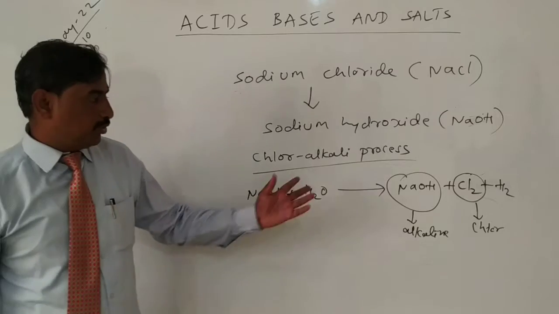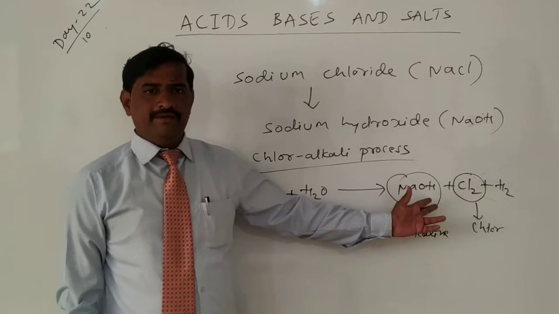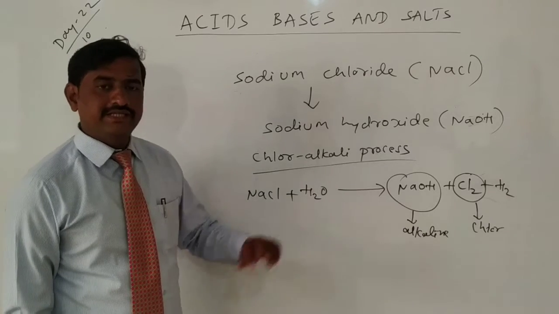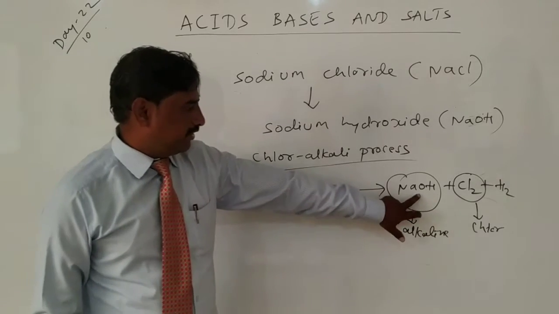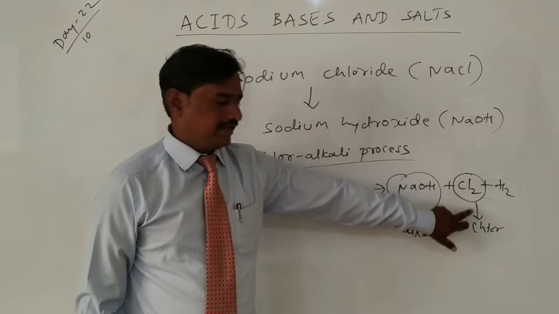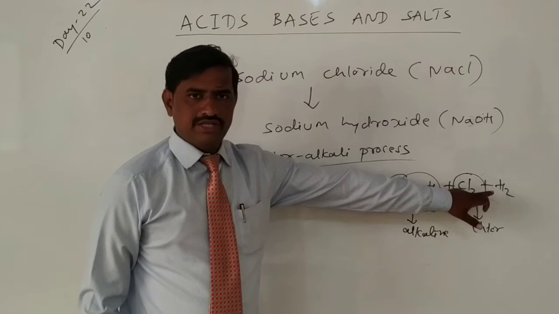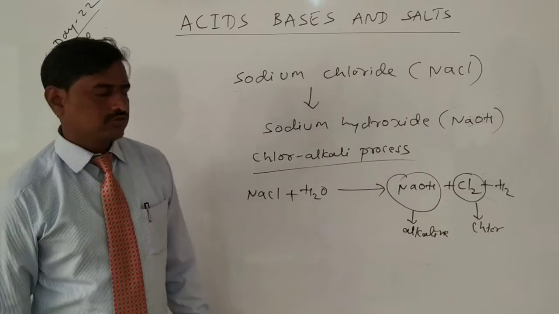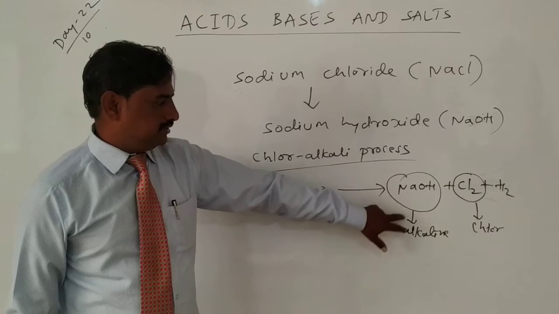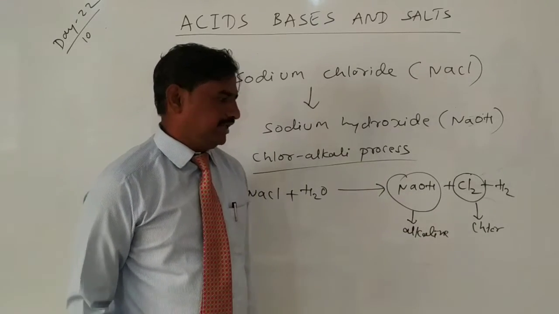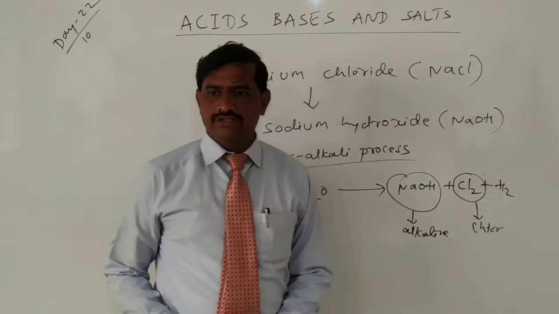Why is it called the chlor-alkali process? The products obtained by the reaction of sodium chloride with water by passing electricity are sodium hydroxide, which is alkaline in nature, and chlorine gas will be released, and hydrogen gas will be released. So this process is called the chlor-alkali process. We obtain alkali, that is sodium hydroxide, and chlorine gas. Okay, I hope all of you are getting this.